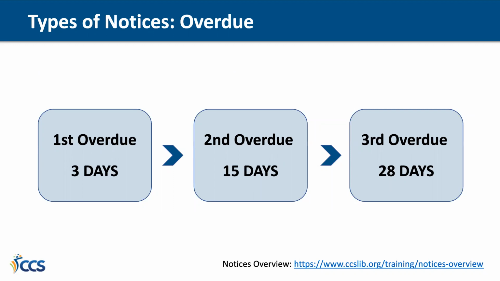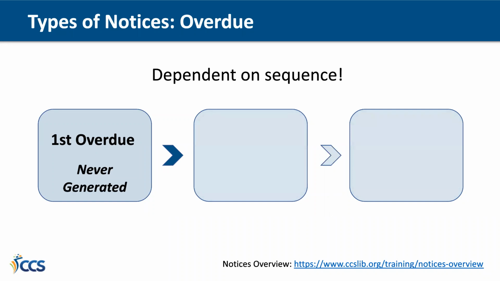Overdue notices are obviously sent when an item is overdue a certain number of days. We will send up to 3 overdue notices for an item, and all libraries share the same schedule. Our overdue notices are sent when an item is 3 days overdue, 15 days overdue, and the final one at 28 days overdue.